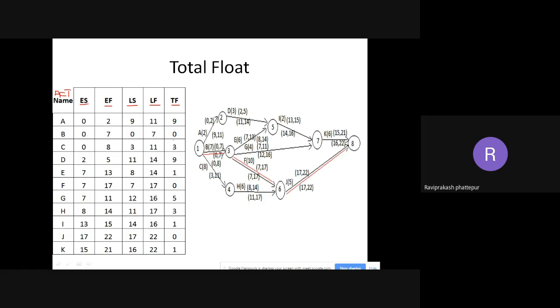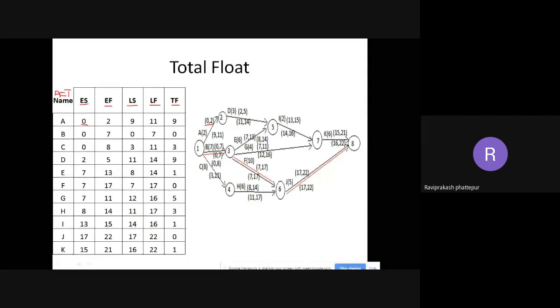For ES and EF, we need to focus on the forward path. That means we write what is on top of the arrow. For A, what is on top? 0, 2. So early start is 0, early finish is 2. For B, it is 0 and 7. For C, it is 0 and 8. Coming to D, on top it is 2 and 5, so early start is 2 and early finish is 5.